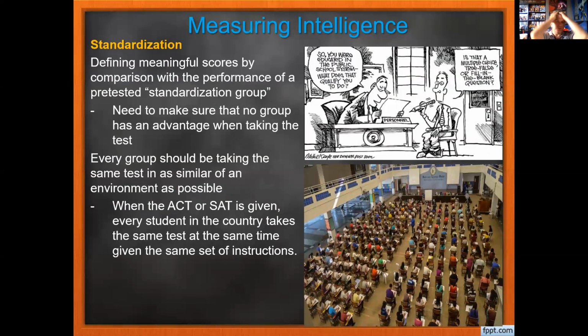What's very important with tests like this is you need what is called standardization. Make sure that nobody has an advantage or anything like that.